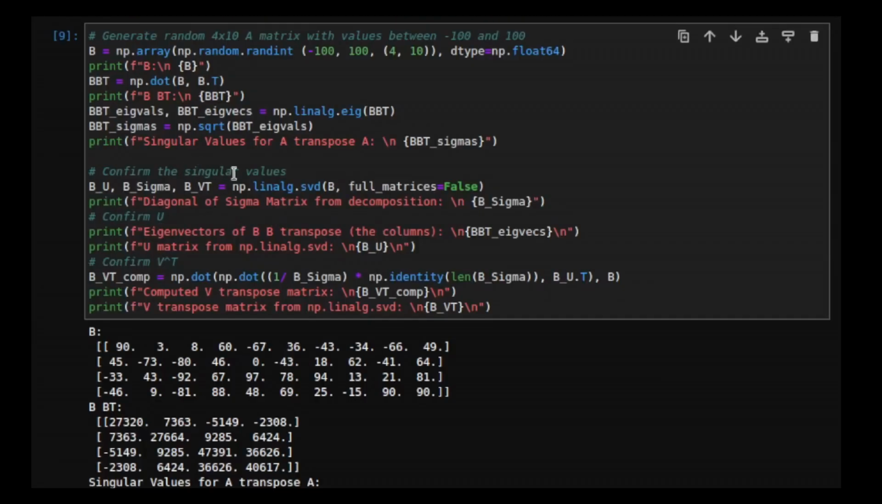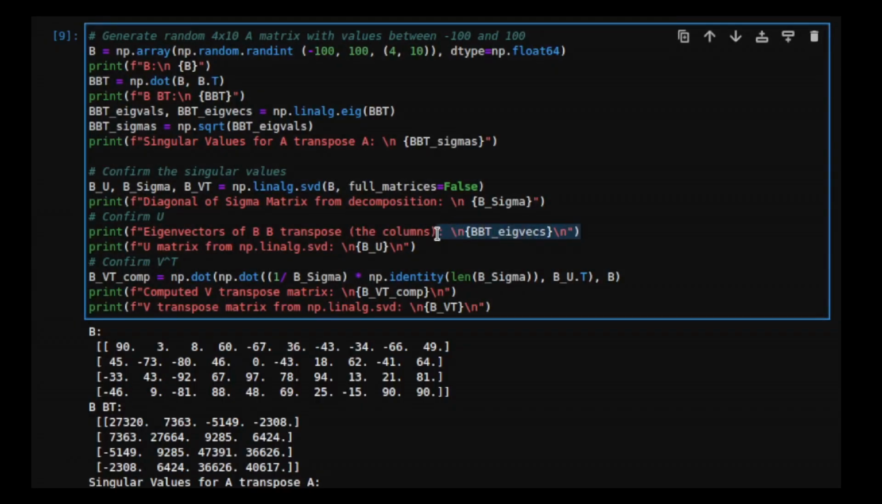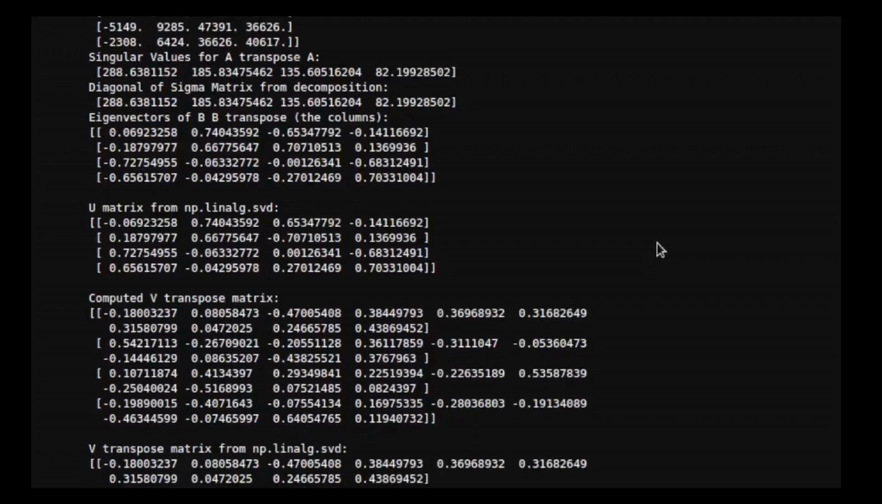In this next block, we are going to take a look at our U matrix, which is just going to be the eigenvectors of B times B transpose, and then we're going to compare that to our U matrix that we got from the NumPy linalg SVD function. Going to the terminal output right here, you can see that these are, again, the same, except for a few minus signs. And again, as I've stated before, that just boils down to the methods that are being used on the back end related to computing the eigenvalues.